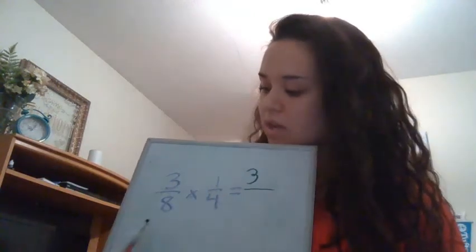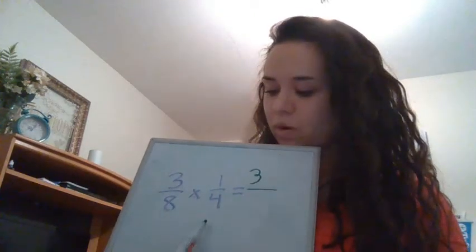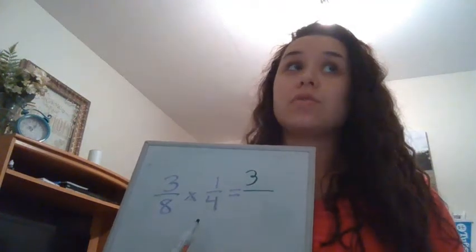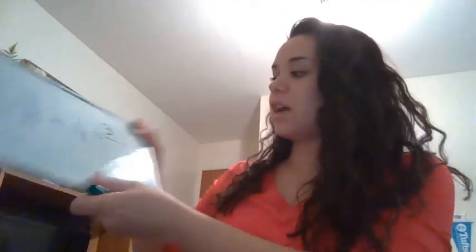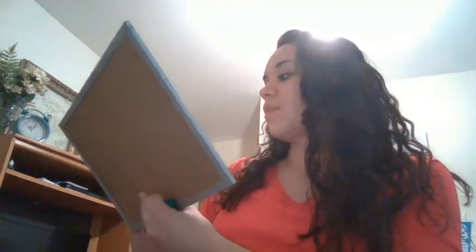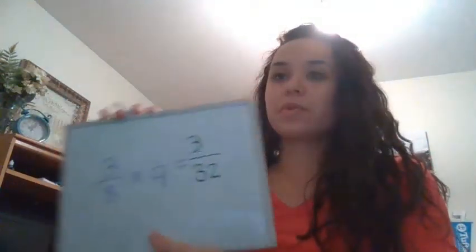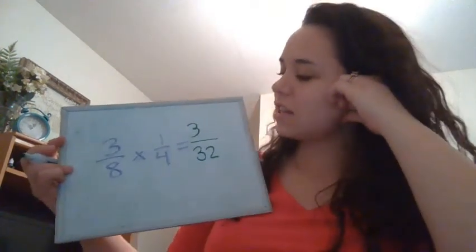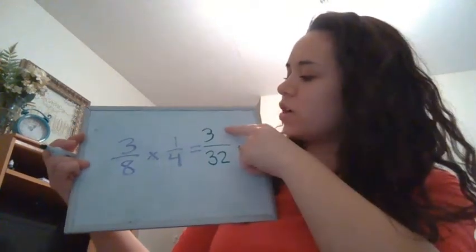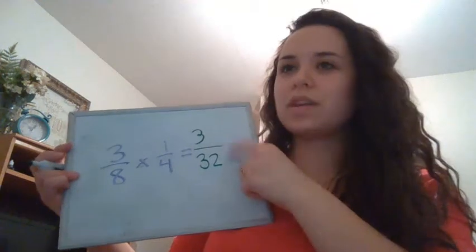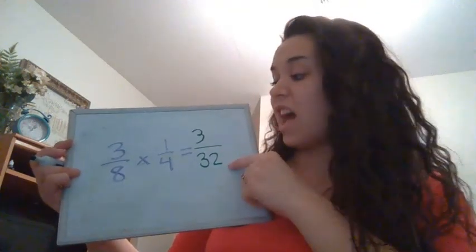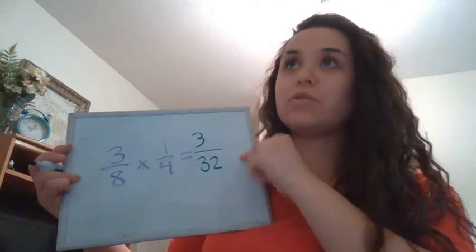So let's do 8 times 4. I'm going to think really hard about that. 8, 16, 24, 32. 32 is my answer. I'll write it on the bottom. 3 over 32. And I'm going to think, can I simplify this? Let's see, can I divide both the numerator and the denominator by 2? Let's think about it. 3 I can't divide by 2. 32 I can, but I can't do 3, so I can't do that.